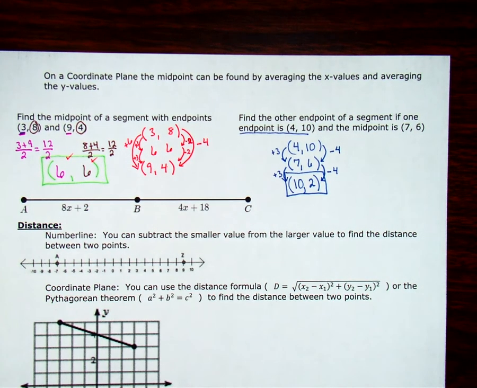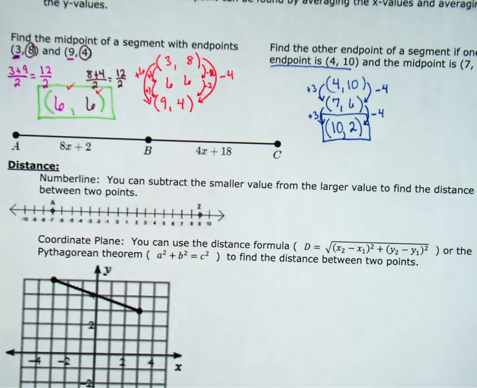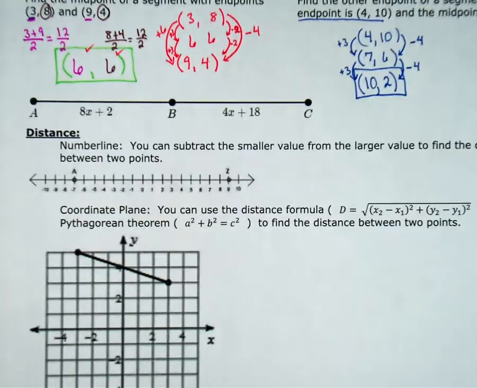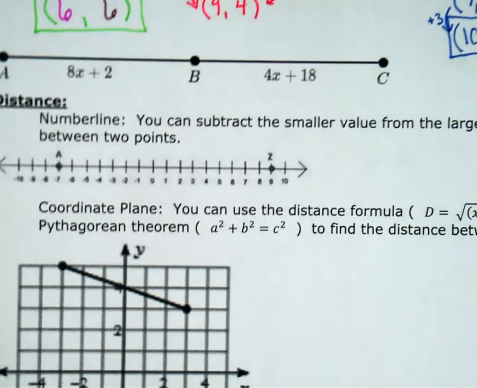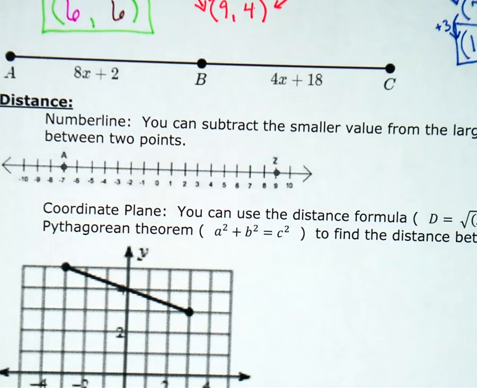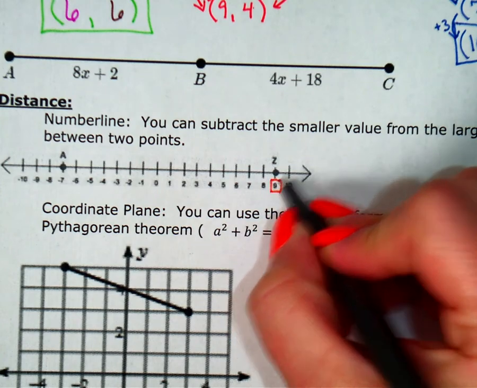Welcome back. In this last video, we're going to look at distance. So distance on a number line, you can subtract the smaller value from the larger value to find the distance between 2 points. So when I look at this, if I want to know how far it is from A to Z or from Z to A, you can go either way because distance is always positive no matter which direction you go.